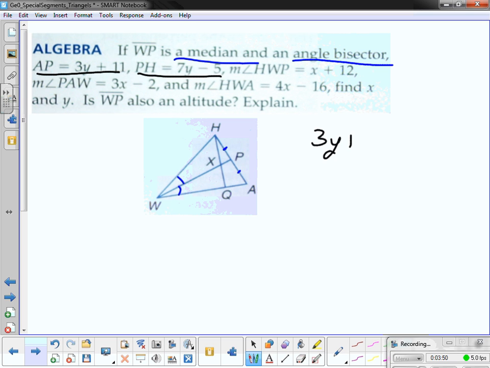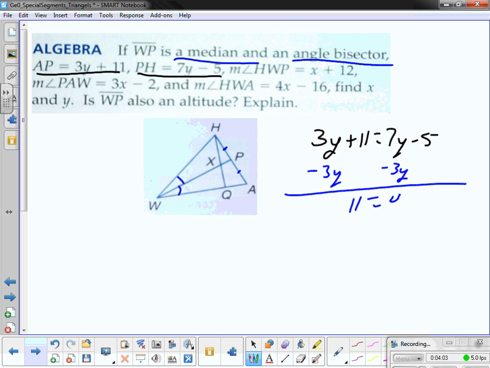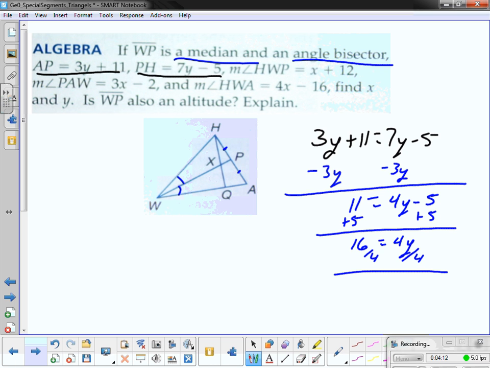So 3y plus 11 has to equal 7y minus 5. Well, let's solve for y. That would mean I'd want to subtract the 3y. That gets me 11 equals 4y minus 5. Add the 5. That gets me 16 equals 4y. So then if I divide both sides by 4, that gets me 4 is y.